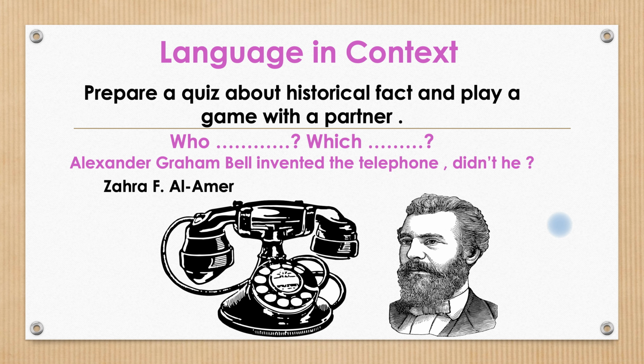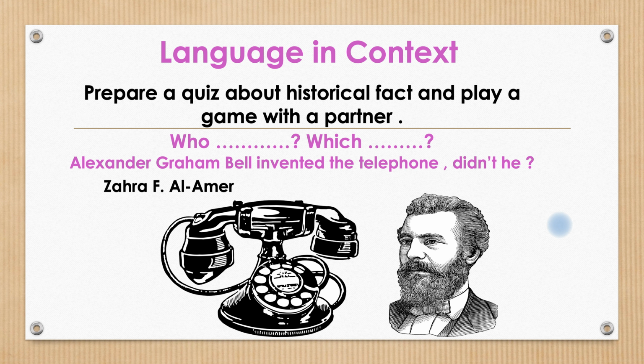Now you can start practicing, or first of all, before you practice, you can prepare a quiz about historical facts, and afterwards you can play a game with a partner. Now you can make up WH questions asking about the subject or person. For example, who invented the telephone? Who, for example, invented anything that you can think about. Which, for example, like which volcano destroyed Pompeii?